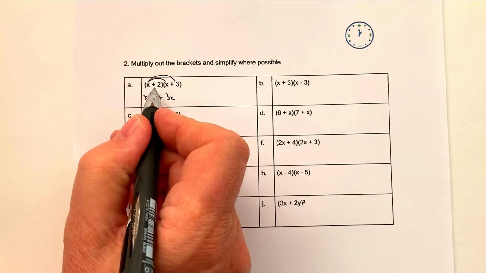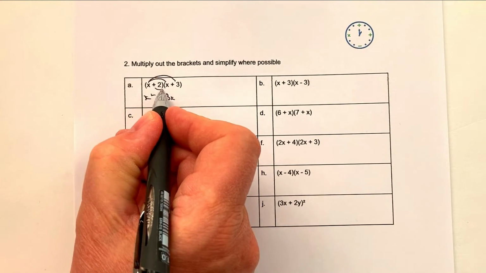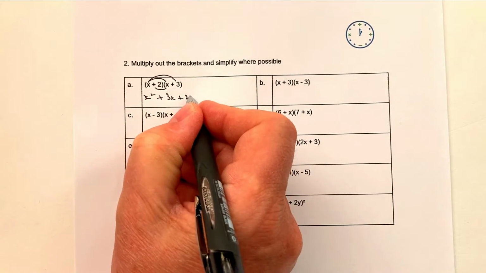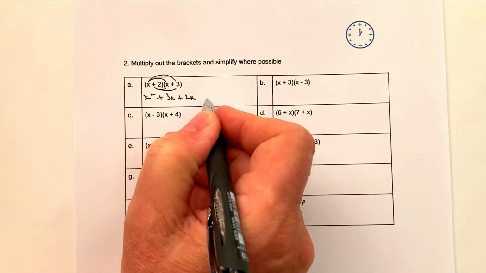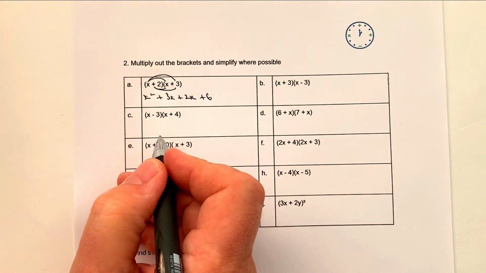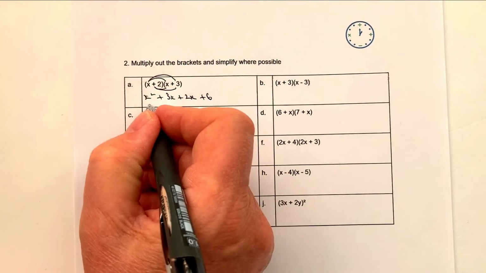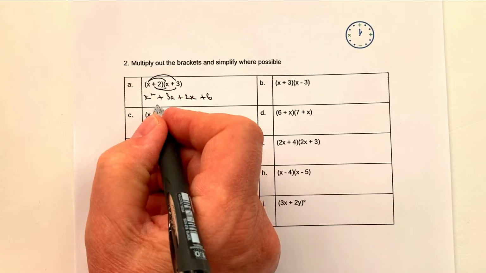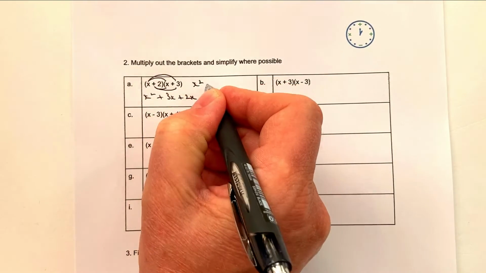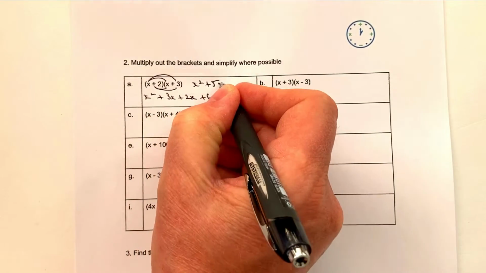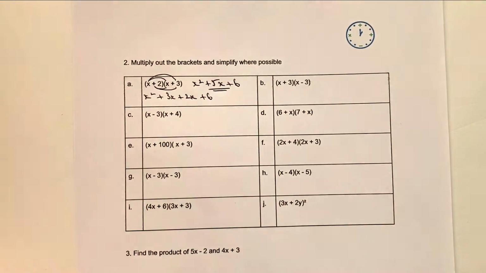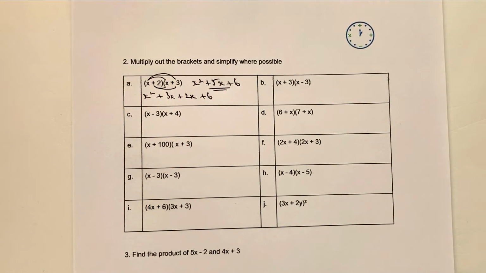Now I've finished with the x. I'm going to now look at the +2. So +2 times x is +2x, and then +2 times +3 is +6. When I tidy that up, what I'm going to end up with is x squared plus 5x plus 6, and that would be the answer to that particular question. I'm going to use that method as I'm working through these.